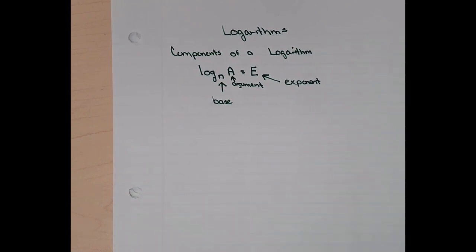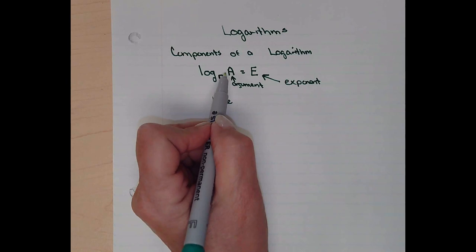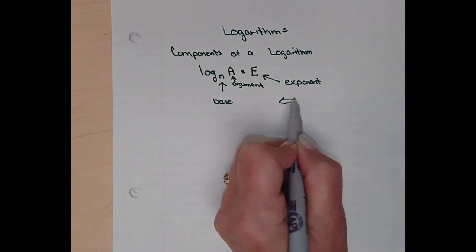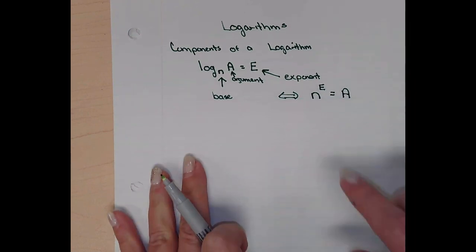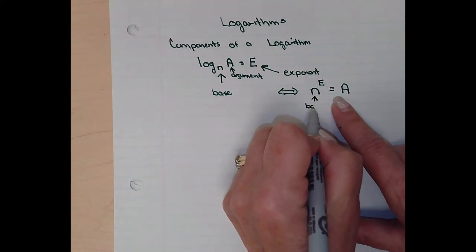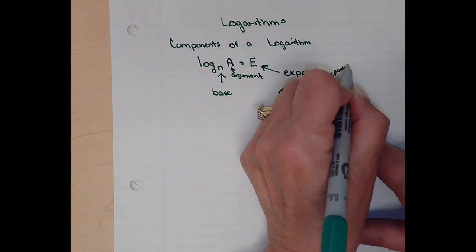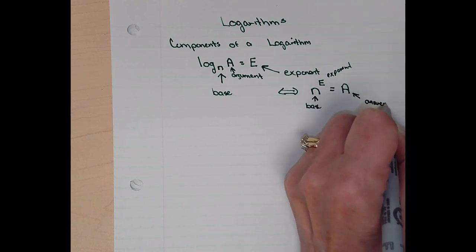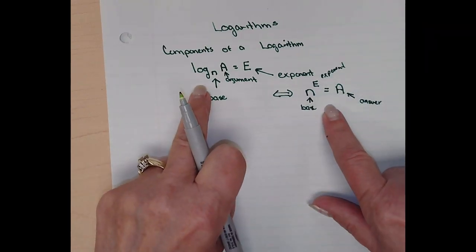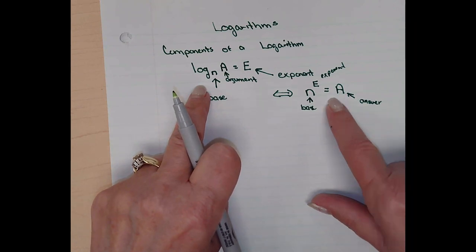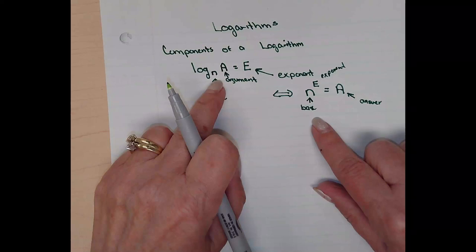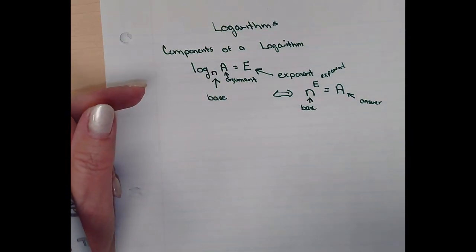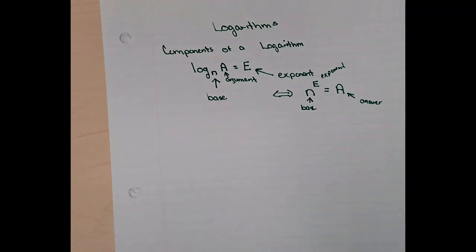There is a connection between logarithms and powers, right? When these two can switch, I can switch to n to the e is equal to a, where n is still the base, this is the exponent, and of course the answer or the argument, what it's equal to. Connection between logarithms and how to write exponents, powers. So the base is always the same, but I could be switching between logarithm form of a number and an exponential form of a number, going back and forth.